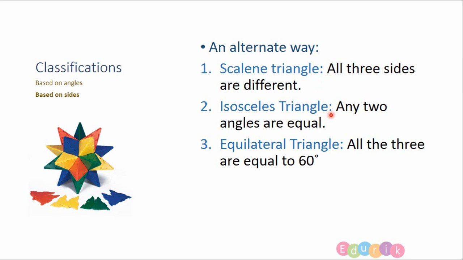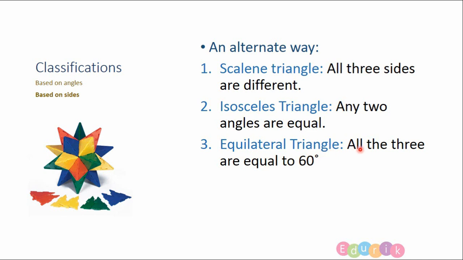Similarly, in an isosceles triangle, any two sides are of equal length. That also means that any two angles are equal. In an equilateral triangle, all the three sides are equal. This also means that all the three angles will also be equal.